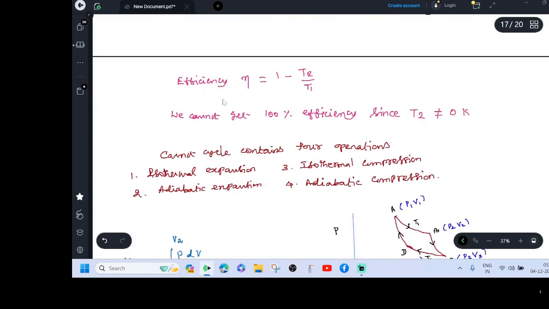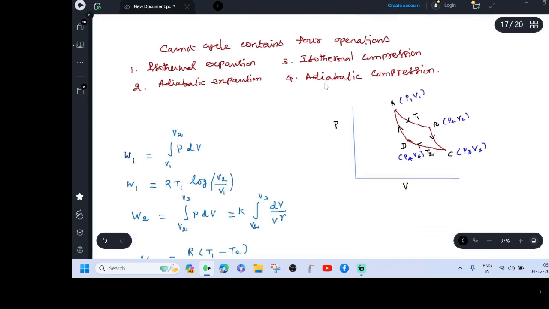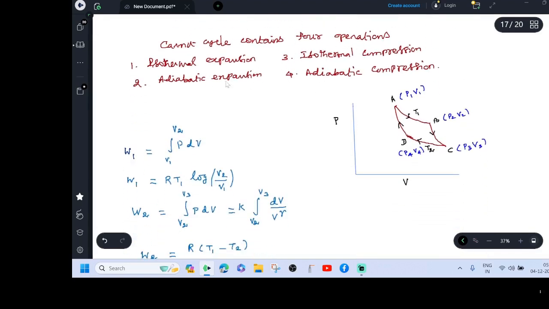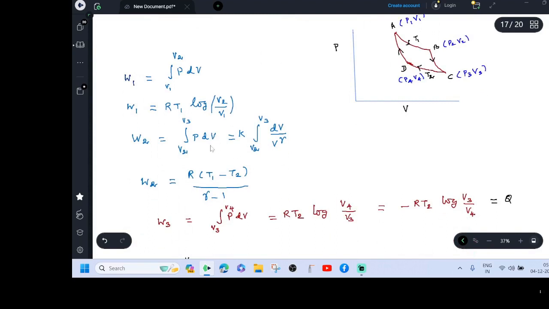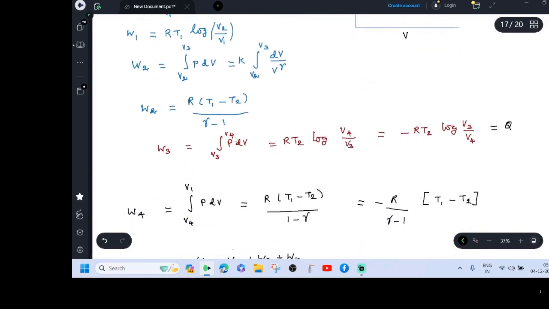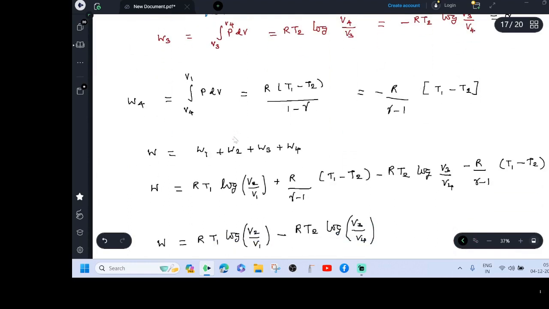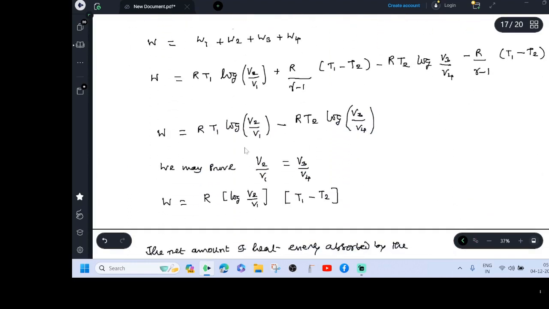Here the efficiency of the Carnot engine is 1 minus T2 by T1. We cannot achieve 100% efficiency since the temperature of the sink is not equal to 0 Kelvin. It is at an arbitrary temperature. Carnot cycle contains 4 operations: isothermal expansion, adiabatic expansion, isothermal compression, and adiabatic compression. We have given the operations and the corresponding equations one by one. Just go through the same.